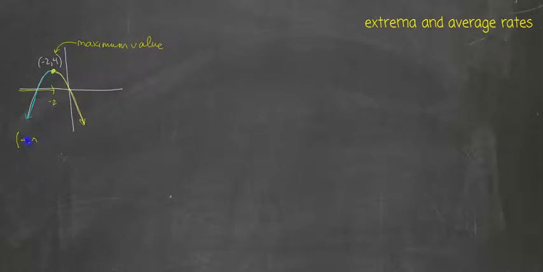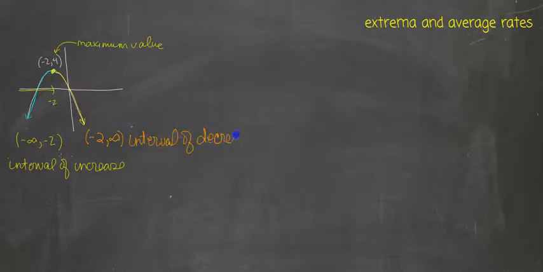So from -infinity to -2 would be the interval of increase. And then on the other side, we're looking at an interval from -2 to infinity, which would be the interval of decrease. And then there's a whole bunch of mathiness in your text.